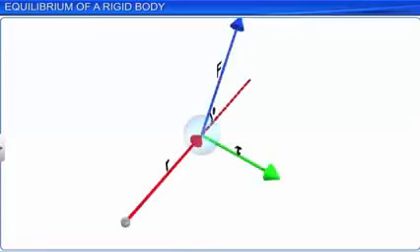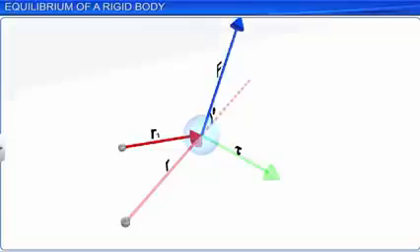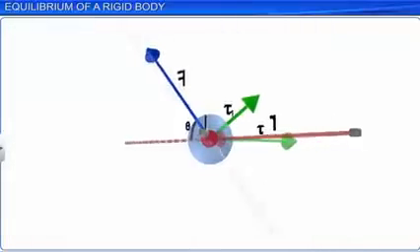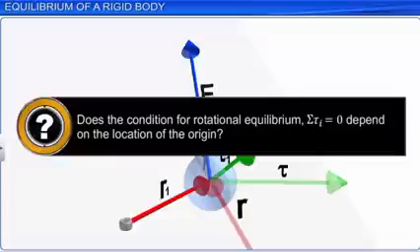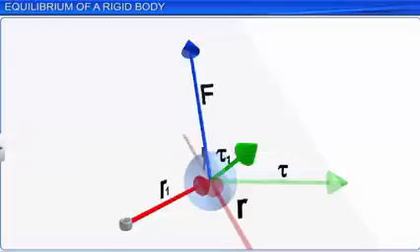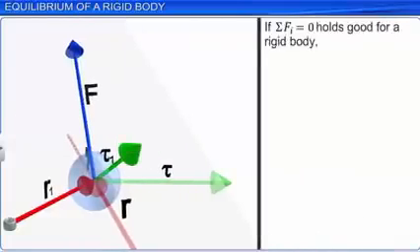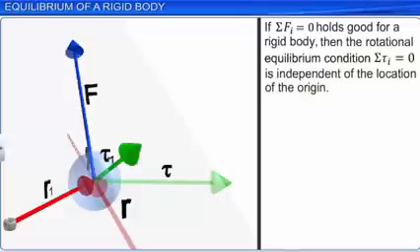We know that the torque acting on a particle depends on the location of the origin. If the origin changes, the torque on the particle also changes. Then, what about the condition for rotational equilibrium? Will it also depend on the location of the origin? If the condition for translational equilibrium, sigma Fi equal to 0, holds good for a rigid body, then the condition for rotational equilibrium, sigma tau i equal to 0, is independent of the location of the origin.